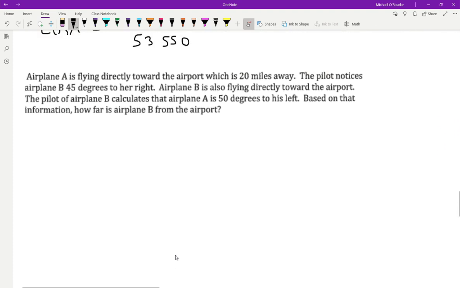the Padlet. Okay, airplane A is flying directly towards the airport, which is 20 miles away. The pilot notices an airplane 45 degrees to her right. Airplane B, that's the one she sees. Airplane B is flying directly towards the airport. The pilot of airplane B calculates airplane A 50 degrees to his left. Based on the information, how far is airplane B from the airport?